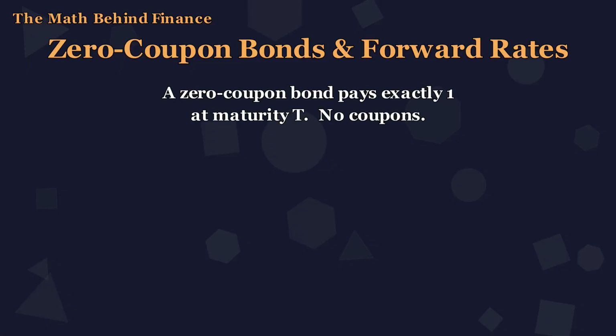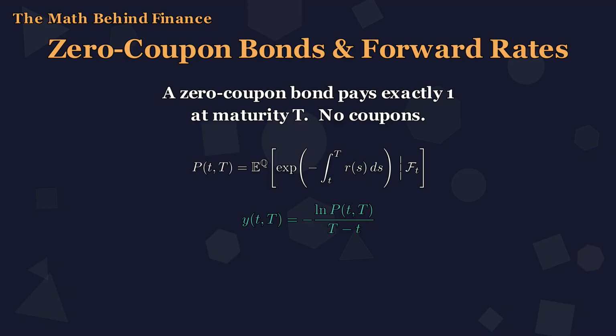To understand yield curves, we start with the simplest possible bond. A zero-coupon bond pays exactly $1 at maturity T, no coupons along the way. Its price today, P(0,T), is the risk-neutral expected value of the discounted payoff. If you have seen episode 12, this is the fundamental theorem of asset pricing at work. From the price, we extract the yield, Y(0,T). This is the constant rate that, if applied over the life of the bond, reproduces its price. And from the price, we also extract the instantaneous forward rate, f(0,T). This is the rate locked in today for borrowing at the instant T.